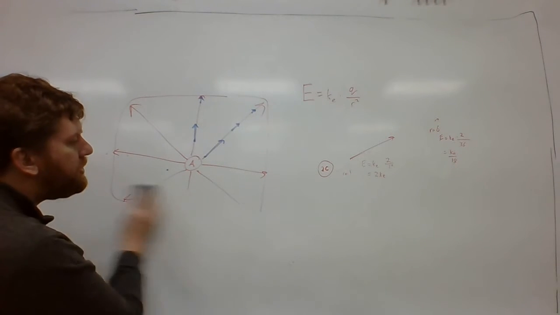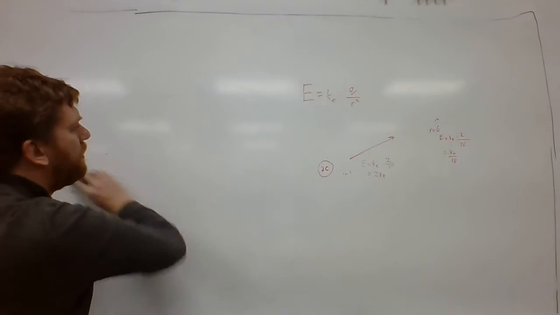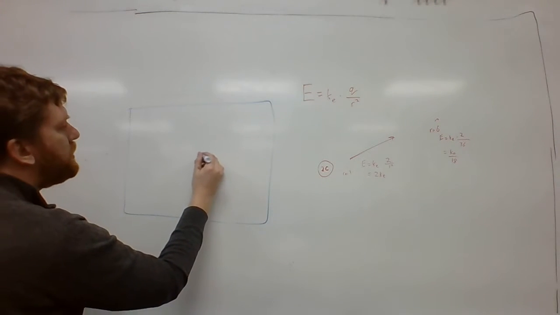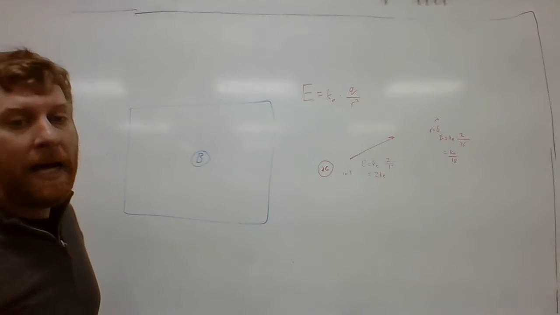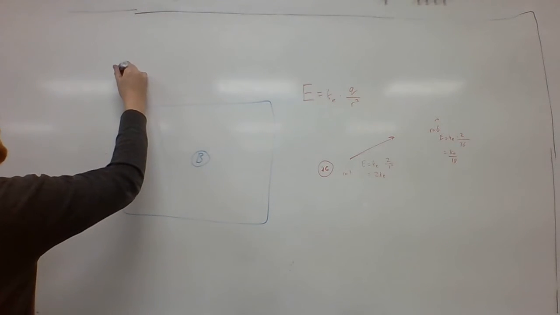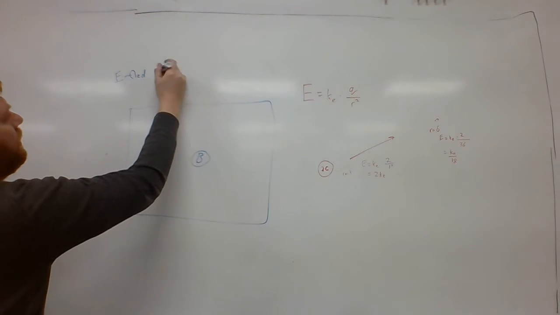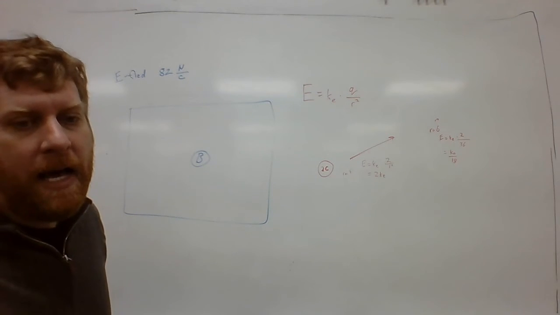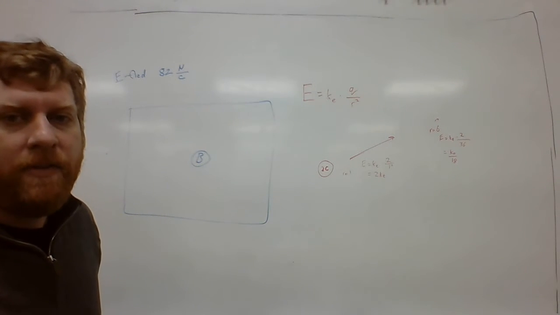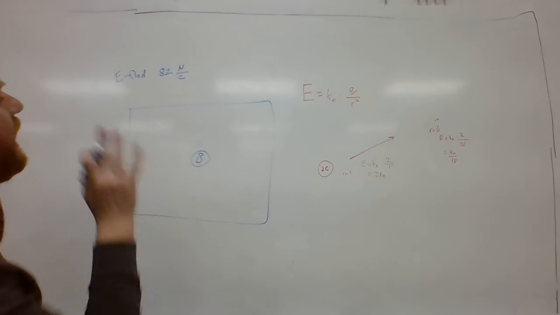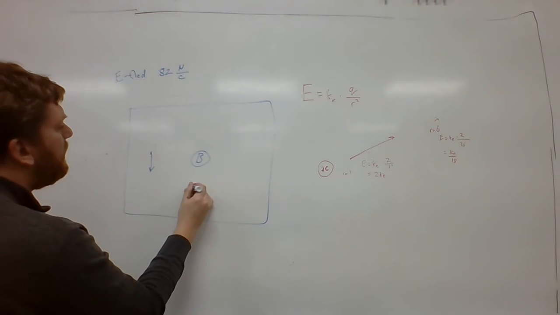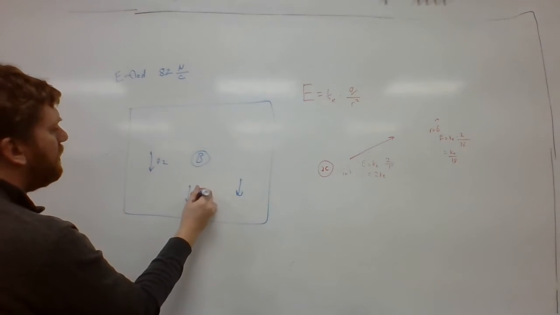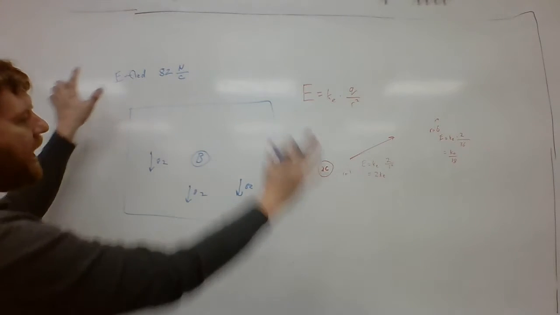Okay, question 2. I have a box. I have a charge B in it. I tell you that there's an electric field of 82 newtons per coulomb, and I say that it's a constant electric field pointing downwards. That means everywhere in this box, there's an electric field pointing downwards. And the magnitude of that field is 82. It's everywhere in this box.